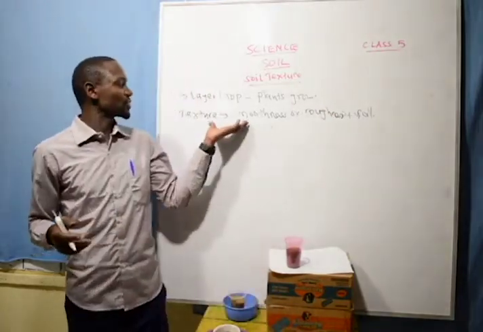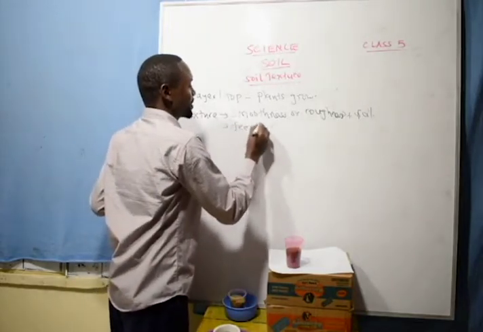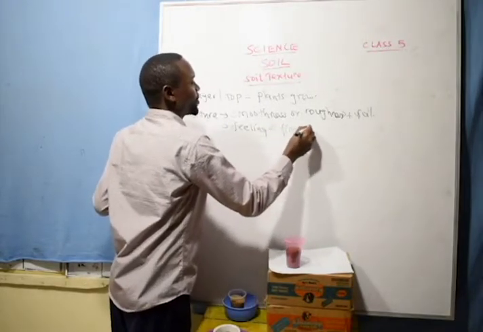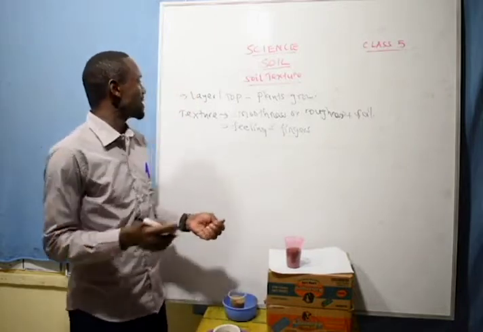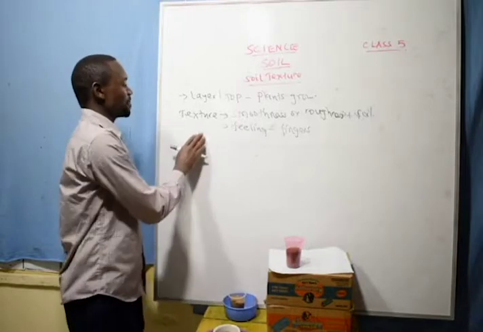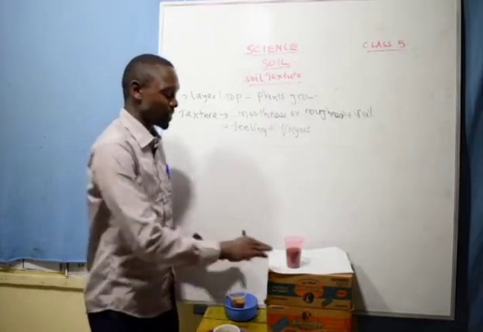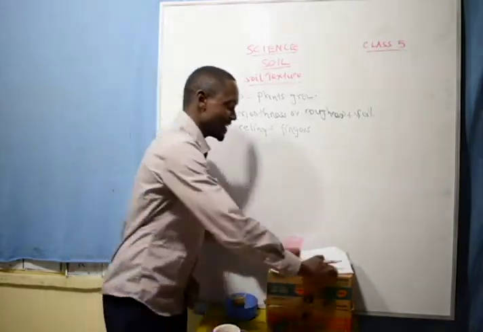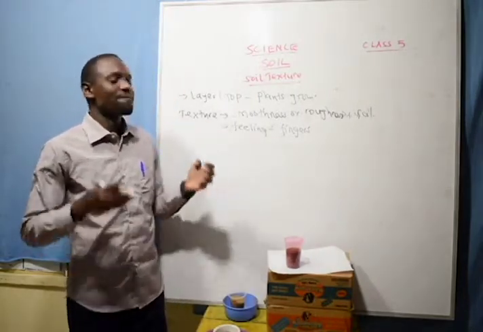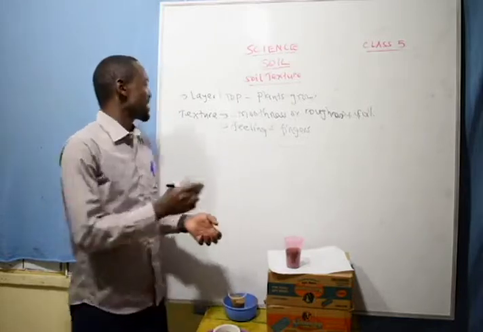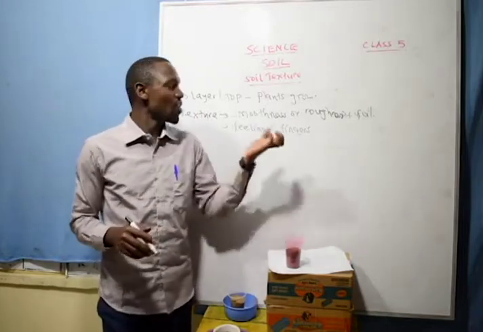How do you identify soil texture? Soil texture is identified by feeling the soil using fingers. For example, to identify if something is smooth or rough, if it is this board, I'll just feel it using my fingers. If it is this piece of paper, to identify its texture, I'll just feel it using my fingers. So if you are told that class 5 pupils were feeling soil with their fingers, they were identifying the soil texture, which is given as either smooth or rough.